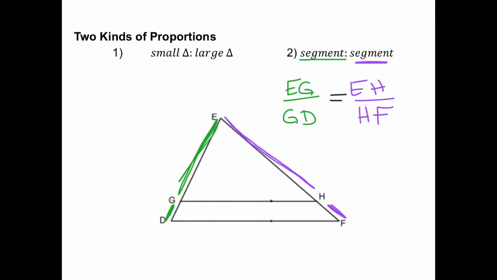For the segment to segment proportional relationship, I want you to be thinking parts. You have this part of the large triangle, and yes, I understand that this is a whole side of the small triangle, but as far as the large triangle DEF is concerned, we only have this little piece of DG, and we only have this little piece of HF. If you only have parts of the larger triangle, you're going to want to set up the segment relationship. So for this one, again, I want you to be thinking part.